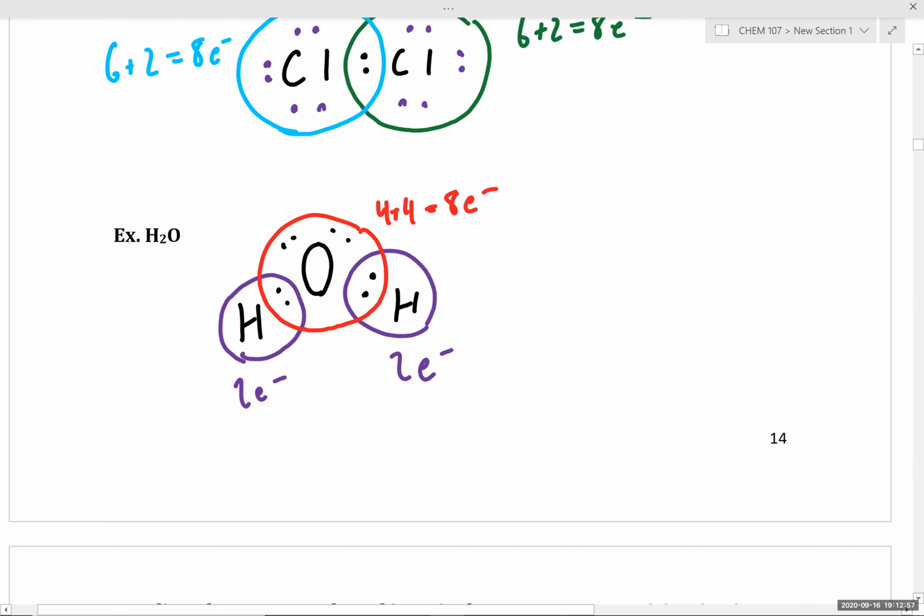So there's 4, or there's 8 lone pairs? Or no, there's 2? So there are 2 lone pairs for 4 electrons, and then 4 bonding electrons. So 4 plus 4 gives us 8 in total. Thank you. Perfect. So let's keep going through this.